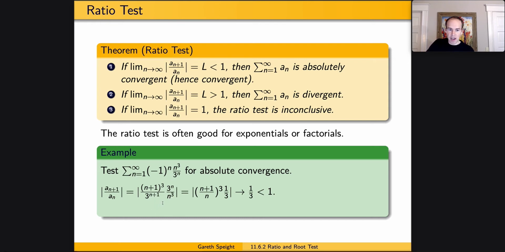And then we can try to cancel. We look at the like pieces. So we have (n+1)^3 divided by n^3. That's going to be, if we take the cube out, ((n+1)/n) all cubed. And then we have 3^n divided by 3^(n+1). That's going to be 1 over 3.